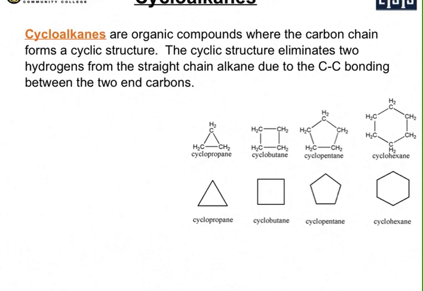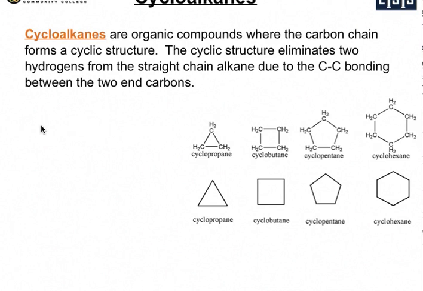This video will review cycloalkanes, which is a special group of alkanes. Cycloalkanes are organic compounds where the carbon chain forms a cyclic structure or a circular type structure. And you can see some examples here on the slide.